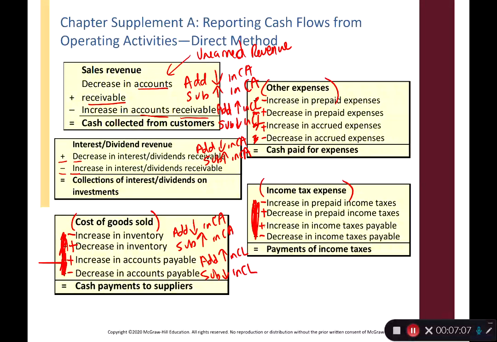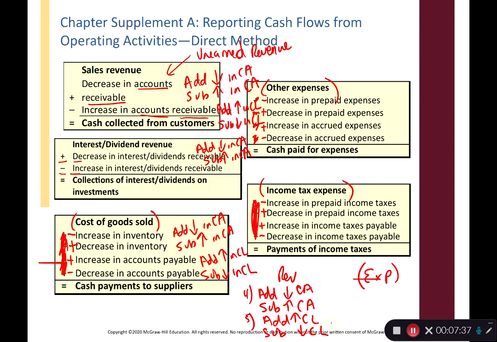So again, if you make your revenues positive and your expenses negative, then basically here's a summary of what you would do. You take your revenue as a positive, your expenses a negative, and then you do steps 4 and 5 of the indirect method. You add decreases in current assets, subtract increases in current assets, add increases in current liabilities, and subtract decreases in current liabilities.